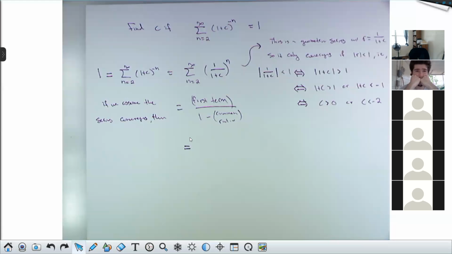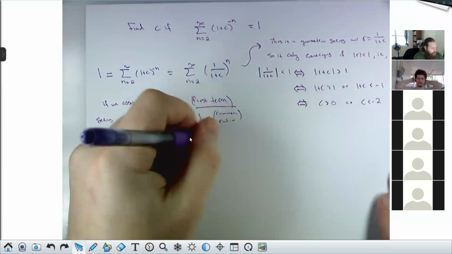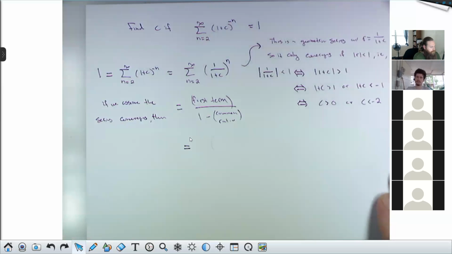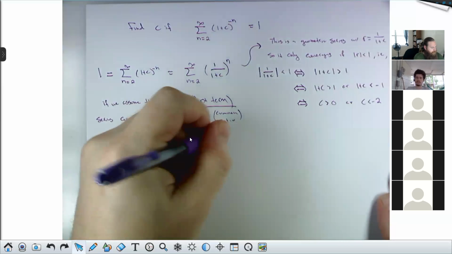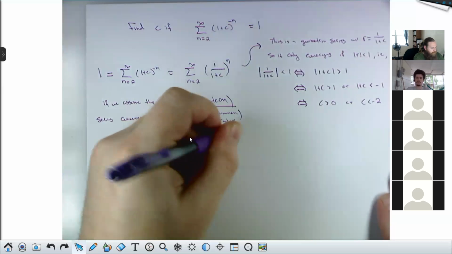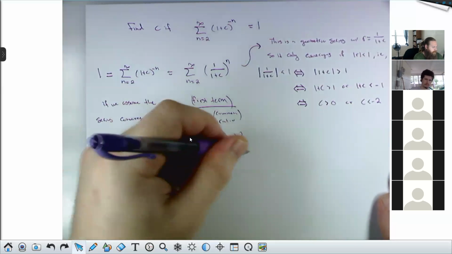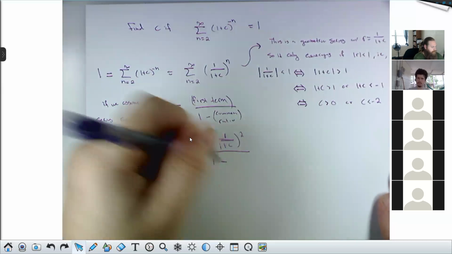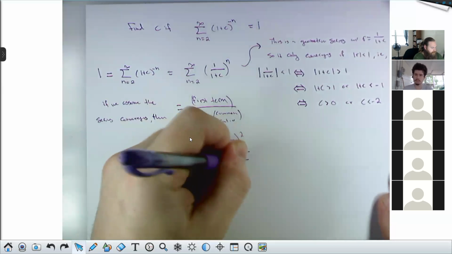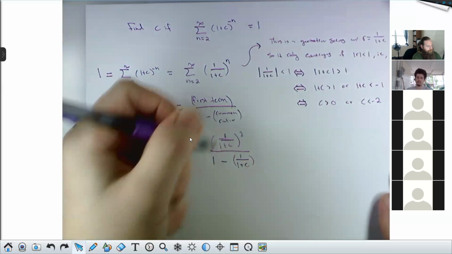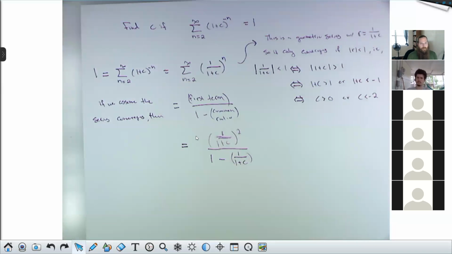Because the series begins with n equal to 2, our first term is 1 over 1 plus c squared. And our common ratio is 1 over 1 plus c. So at the end of the day, this is the thing that we need to set equal to 1 and solve.